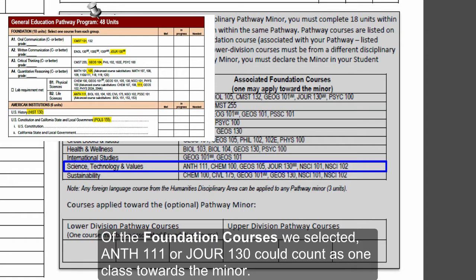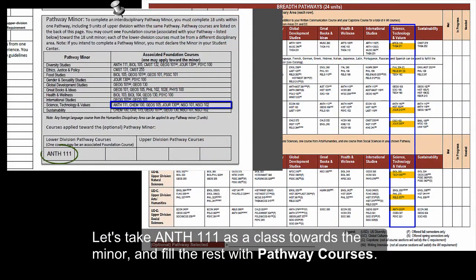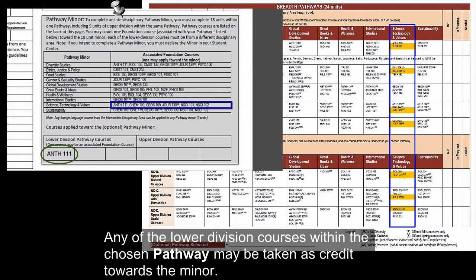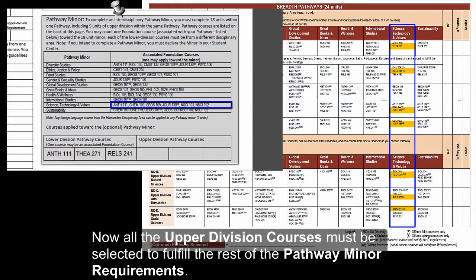Of the foundation courses we selected, Anthropology 111 or Journalism 130 could count as one class towards the minor. Let's take Anthropology 111 as a class towards the minor and fill the rest with pathway courses. Any of the lower division courses within the chosen pathway may be taken as credit towards the minor. Let's count the first two courses, Theater 271 and Religious Studies 241, to complete the lower division pathway courses.